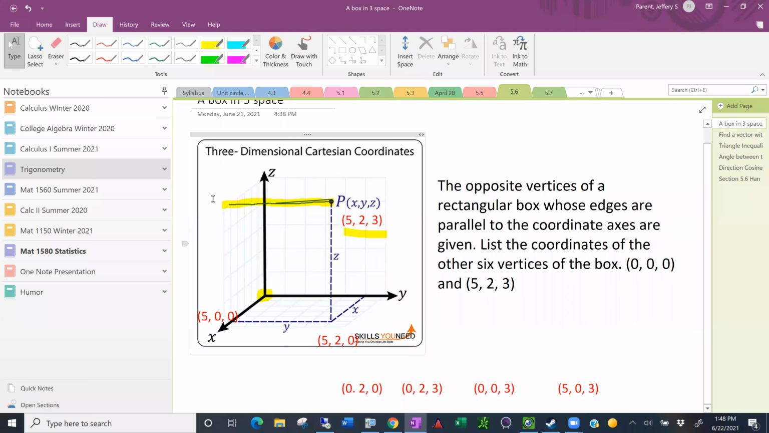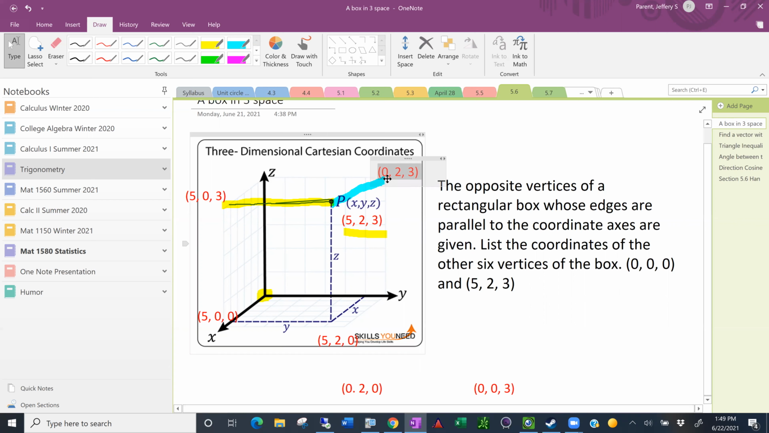Let's try a couple more here. Let me go over to this point right here. Which coordinate am I changing if I'm moving from point P over to this yz plane? The x coordinate. And I'm changing the x coordinate to be 0. So what's the new coordinate going to be at that point? Can anyone figure that out? I'll give you a hint. 0, 2, 3. Excellent. So 0, 2, 3, put that right there.